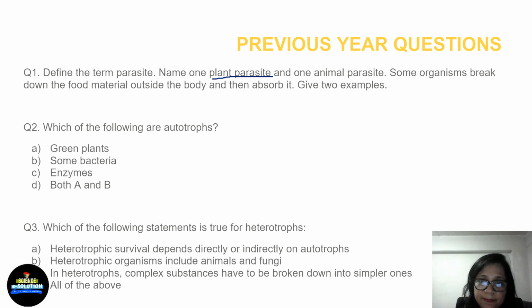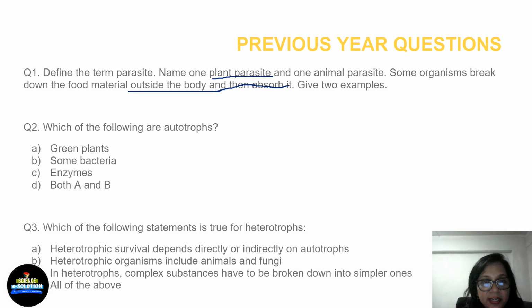tapeworm, you can say. Now, another point is some organisms break down the food material outside the body and then absorb it. I think you have guessed the answer. Those will be saprotrophs or saprophytic organisms. Examples, fungus: you can say a normal mushroom and Rhizopus, any two fungus.